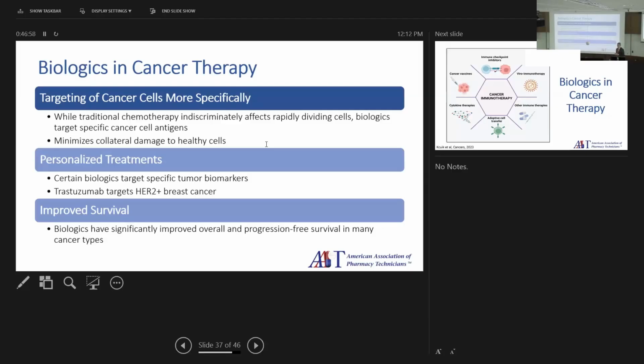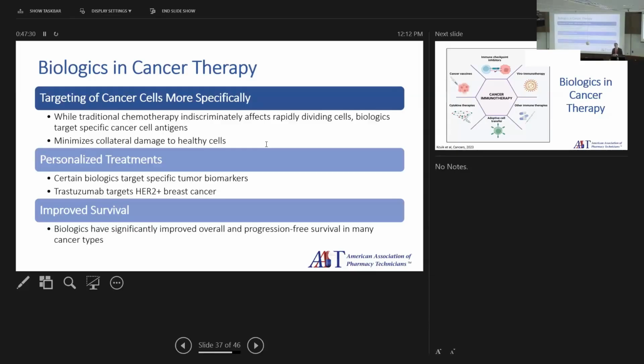So that's why a lot of traditional chemotherapies cause a lot of the side effects that we think about, such as hair loss, thinning of the skin, mouth sores, nausea, and vomiting. So since a lot of our biologics can target the cancer more specifically and avoid targeting our body's natural cells, we can avoid a lot of those adverse effects. That's not to say that biologics don't have their own unique adverse effects, but we can minimize the collateral damage to healthy cells by using biologic medications compared to traditional chemotherapy.